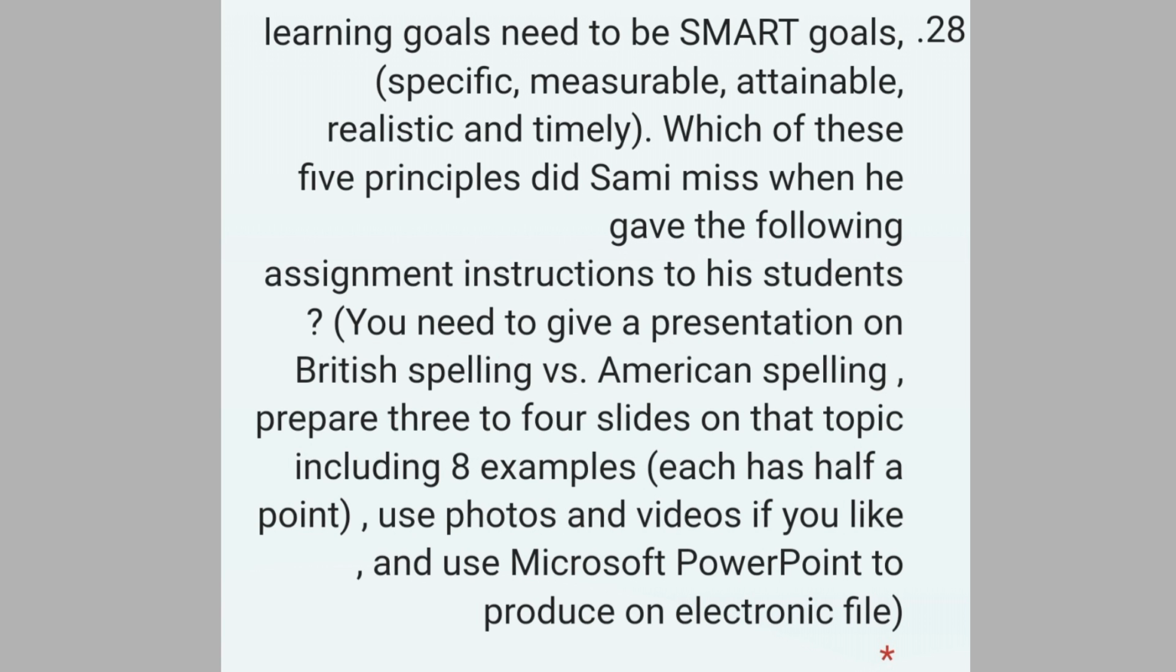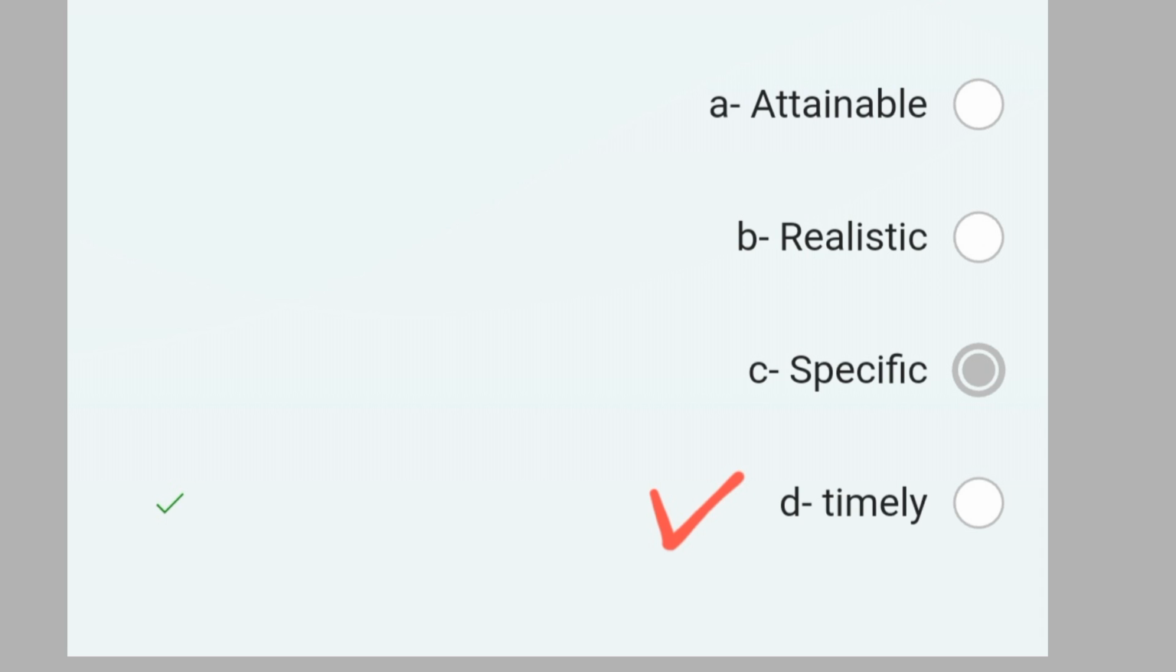28. Learning goals need to be SMART goals: specific, measurable, attainable, realistic, and timely. Which of these principles did Sammy miss when he gave the following assignment instructions to his students? You need to give a presentation on British spelling versus American spelling. Prepare 3 to 4 slides on that topic, including 8 examples. Each has half a point. Use photos and videos if you like. And use Microsoft PowerPoint to produce an electronic file. A. Attainable. B. Realistic. C. Specific. D. Timely.